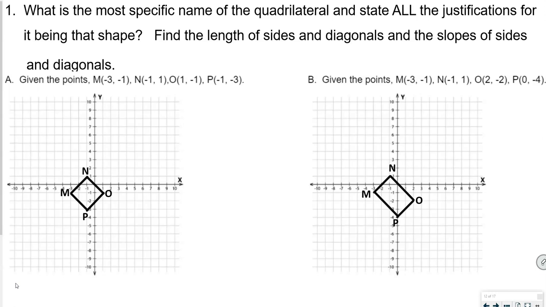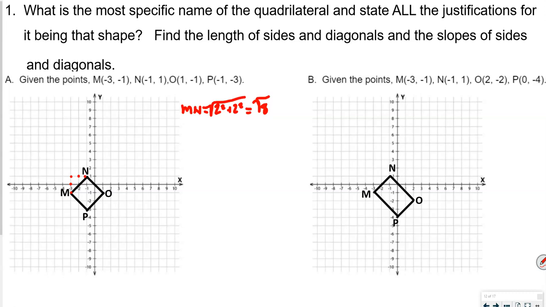So the first thing I want to do is look at MN here. So I'm going to count, if I push the pen, 1, 2 up, and 1, 2 over. Okay, so going from there, right? So if I look at the length of MN, that's going to be equal to 2 squared plus 2 squared. So that's going to be equal to 4 plus 4, and that's going to be the square root of 8.